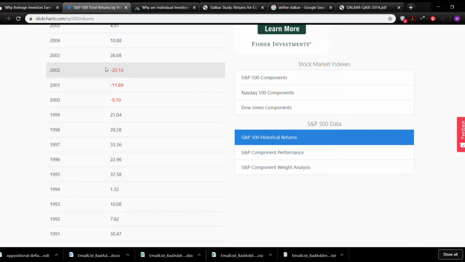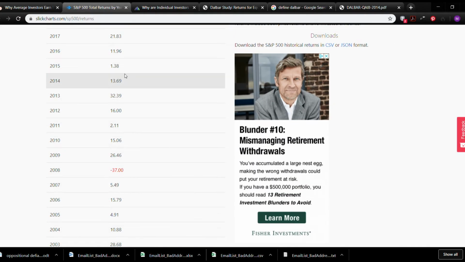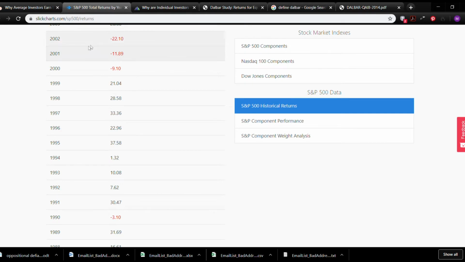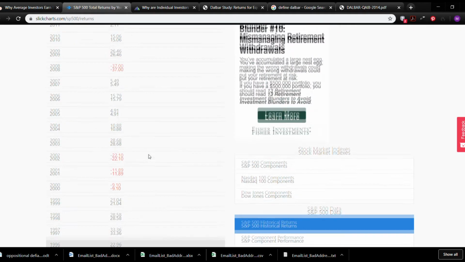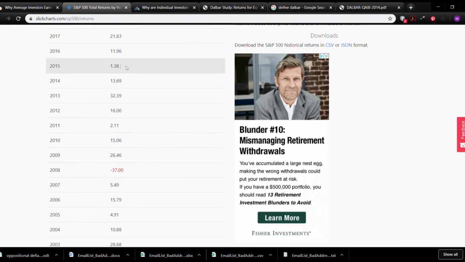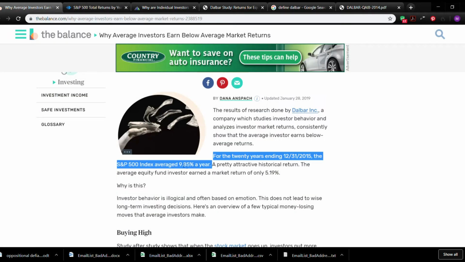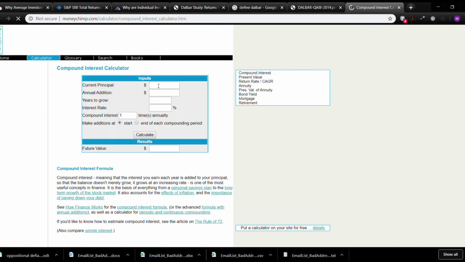So here's what you have to keep in mind when I show you this Excel spreadsheet. First of all, I've taken the rates of return from slickcharts.com in terms of the S&P's actual rates of return from the years 1996 to the year 2015, 20 years. And I want you to keep in mind this average of 9.85%.